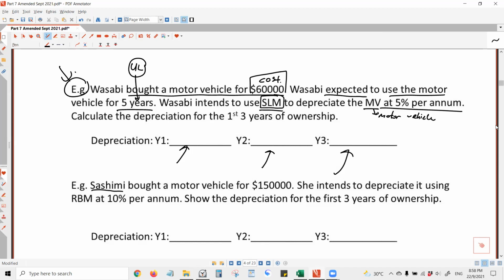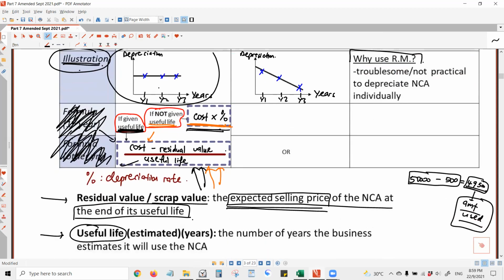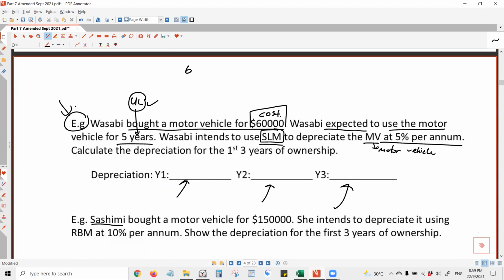Secondly, you have to decide which formula to use. It depends on whether you have been given useful life or not. Do you have useful life? Yes, I have useful life. Which formula should I use? Cost minus residual value divided by useful life. Let's find these three numbers. Cost is 60,000. Useful life is 5. Do you have residual value throughout the question?